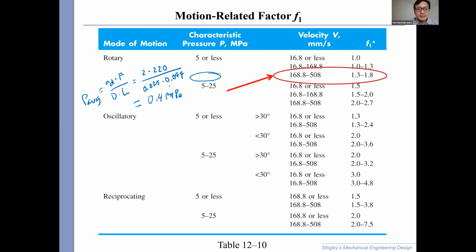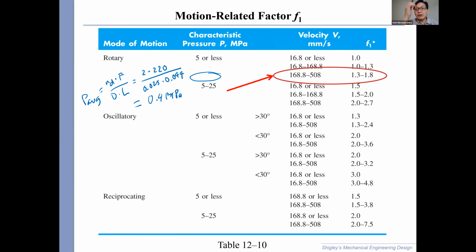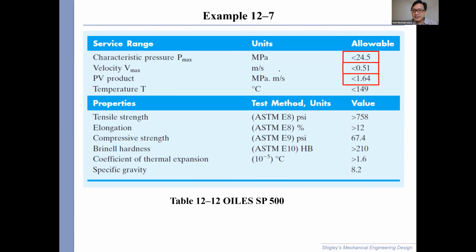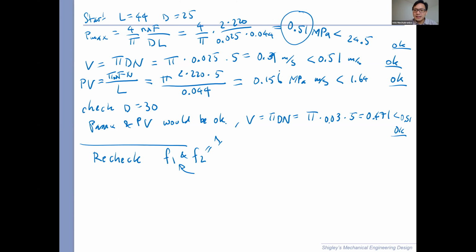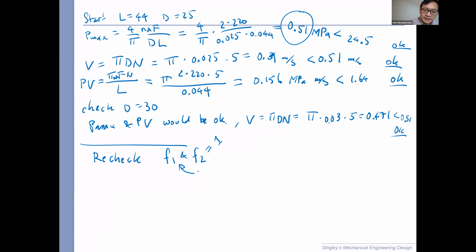Which makes sense, right? Because our Pmax was 0.51. Ya, di sini juga ketahuan sih sebenarnya. Pasti 5 or less ya, kategori ini. Velocity-nya di sini, kita berapa tadi? 0,39 ya. 390 mm per second. So our F1 ranges from 1.3 to 1.8. I like to be conservative and just check for 1.8.